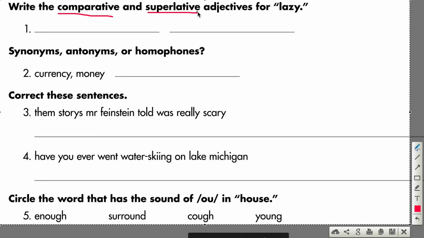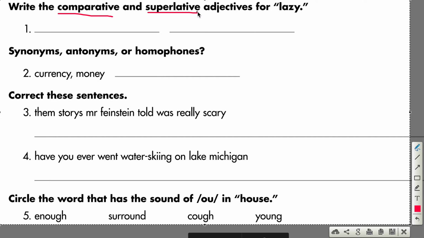So let me give you an example. The comparative means you're comparing two things. My car is faster than your car. So faster, ER, that's the comparative adjective because you're comparing two things. My car is faster than your car.